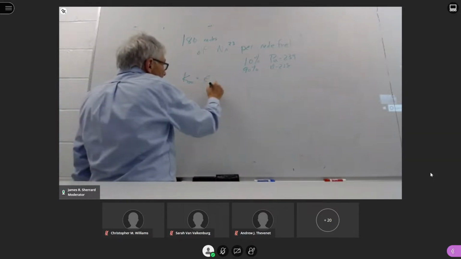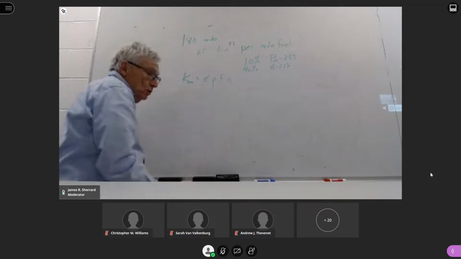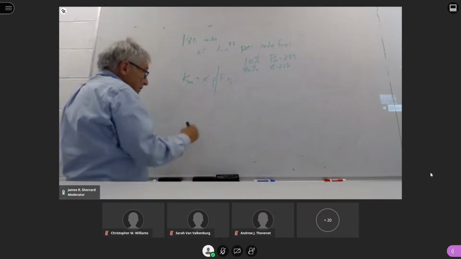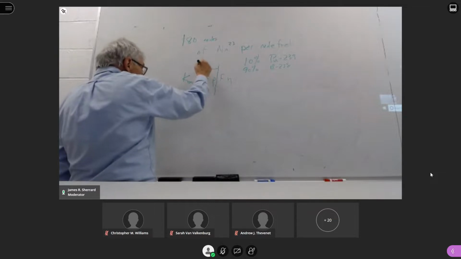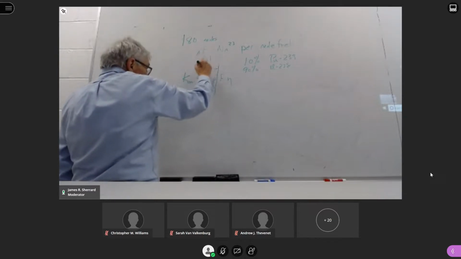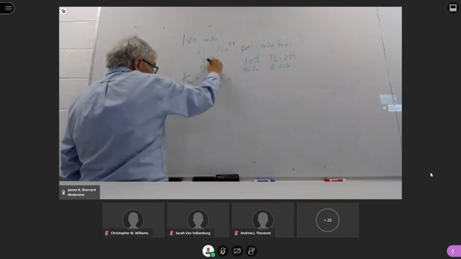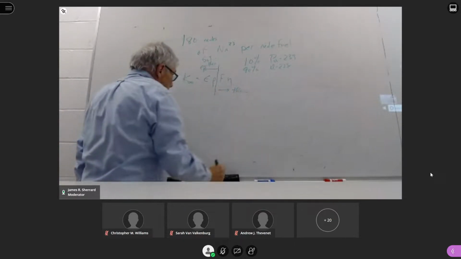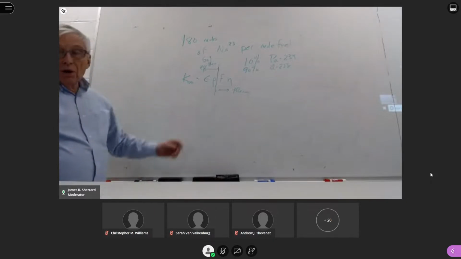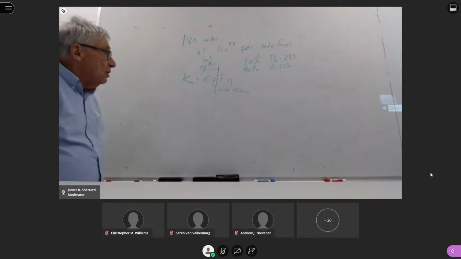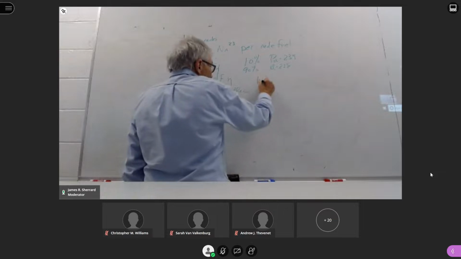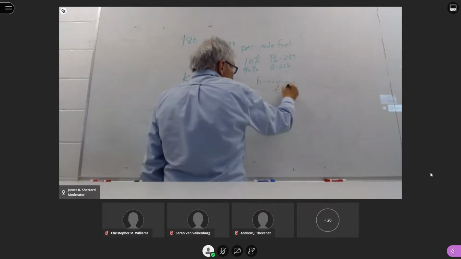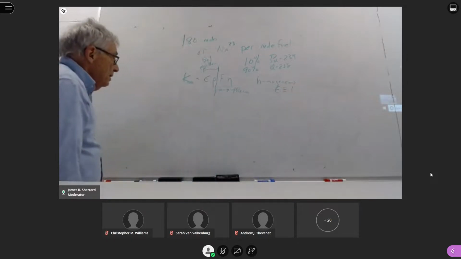K infinity is equal to epsilon p f nu. Again, remember, I always draw like an imaginary line between them. Everything on this side is fast or epithermal. Everything on this side is strictly thermal. I would have to give you a value for epsilon. So if we say that this is homogeneous, then that means that's automatically defined as 1.